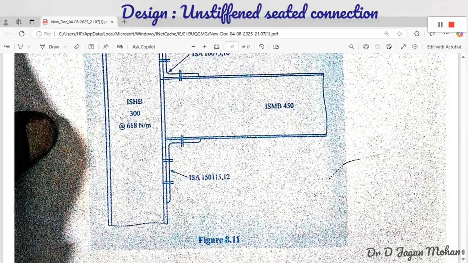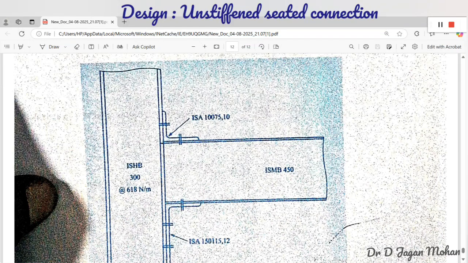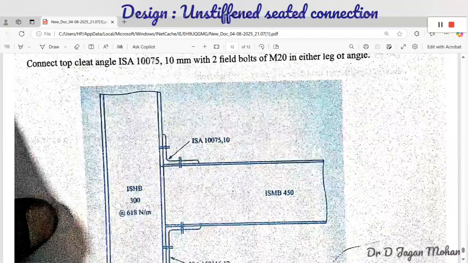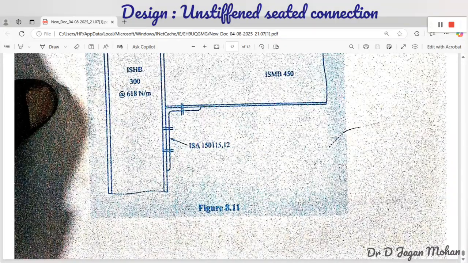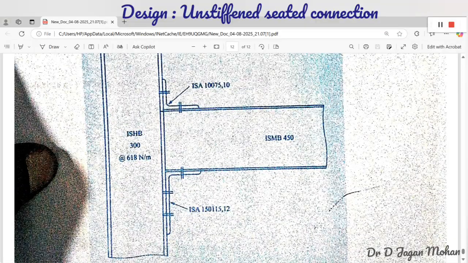The same thing is considered for the outstanding leg of the seat angle here. 2 bolts will be there, one on this face and another on the back side of the web of the beam. So this is the design of the unstiffened seated connection. Is it okay now? Is any clarification required for that? You have to draw the diagram also in the examination. Is it okay?